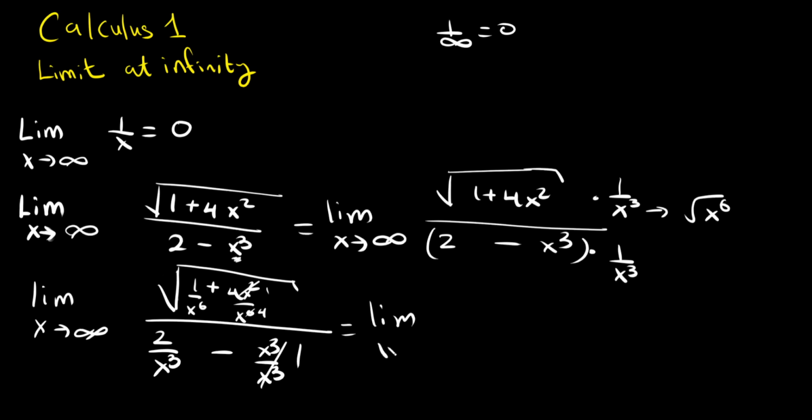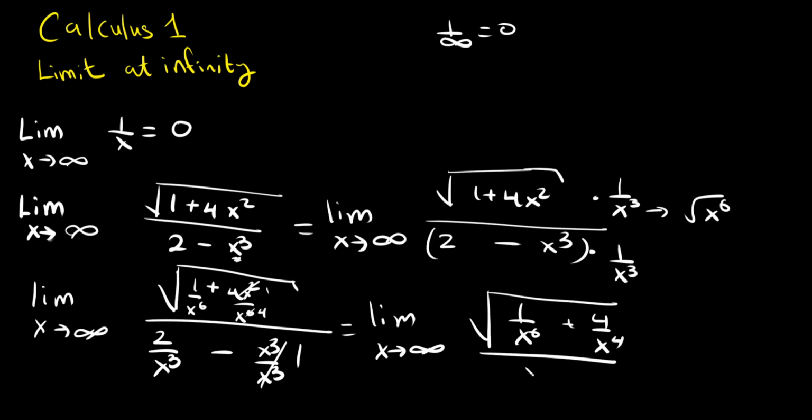Alright, now let's continue this. We're going to get the limit as x approaches infinity of 1 over x to the power of 6 plus 4 divided by x to the power of 4, divided by 2 divided by x to the power of 3 minus 1. So let's plug in infinity. Remember when I said 1 over infinity gives us 0? Well, here it applies in my limits.